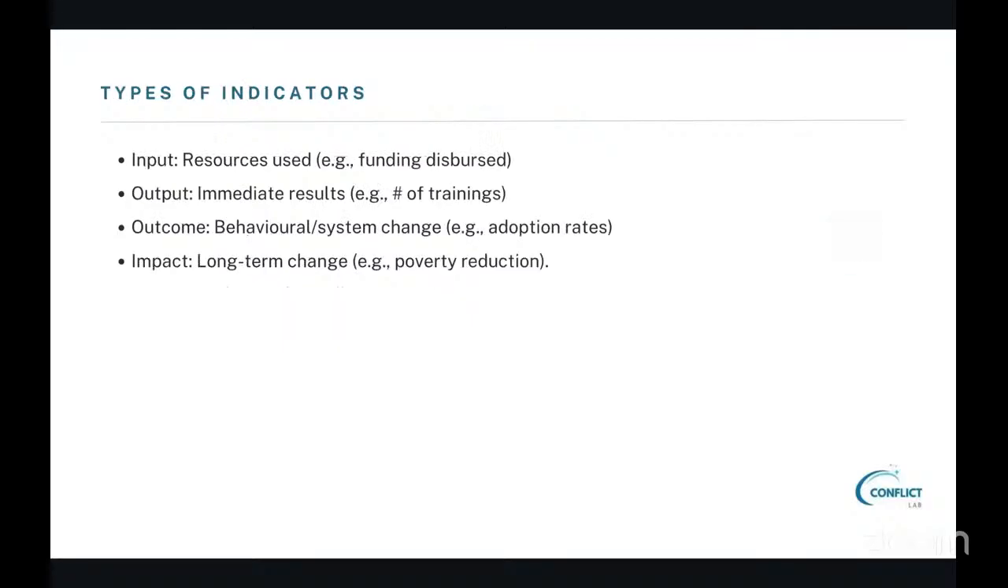Then you have types of indicators. As I said, for input, you can show the resources that were used, for example, the funding that was dispersed. Then you have output, which is the immediate result. If you're training people, you will see the immediate result of them learning something.